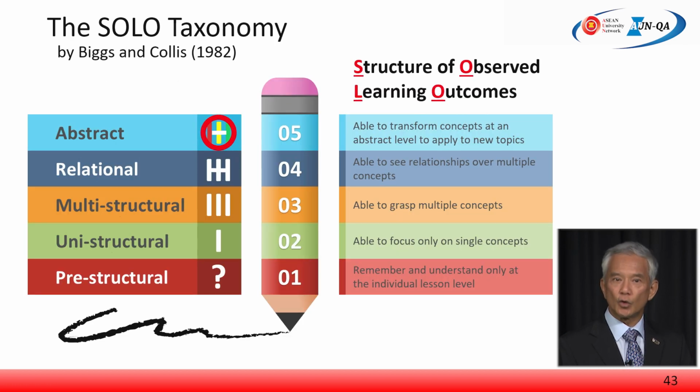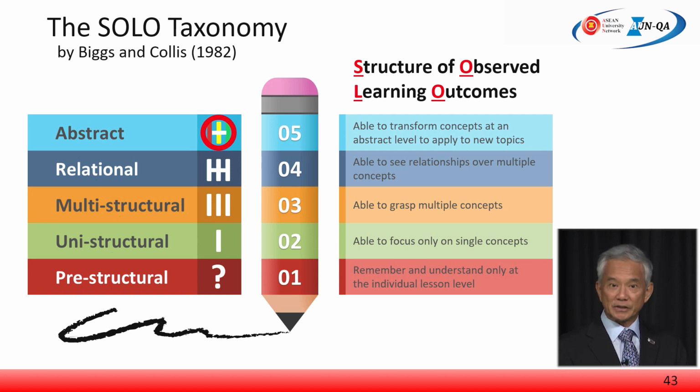There is also the SOLO, or the Structure of Observed Learning Outcomes taxonomy. SOLO begins with the lowest level called pre-structural, or only remembering and understanding separate pieces of information. The next level is unistructural, where several pieces of information form a single concept. The concept here could be the various parts of a bicycle, the bicycle chain, the gears, and the pedal that enable the bicycle to be propelled forward.